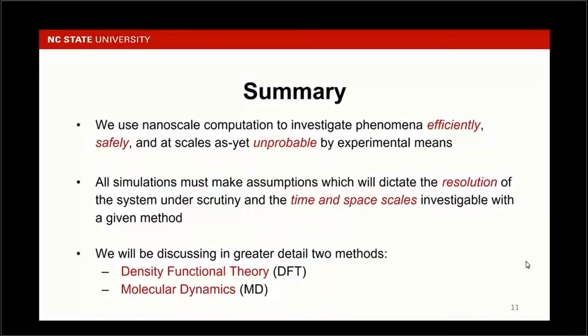In conclusion, we use nanoscale computation to investigate phenomena efficiently, safely, and at scales yet unprobable by experimental means. All simulations must make assumptions which will dictate the resolution of the system under scrutiny and the time and space scales investigable with a given method. In future videos, we will be discussing in greater detail two methods: density functional theory and molecular dynamics.